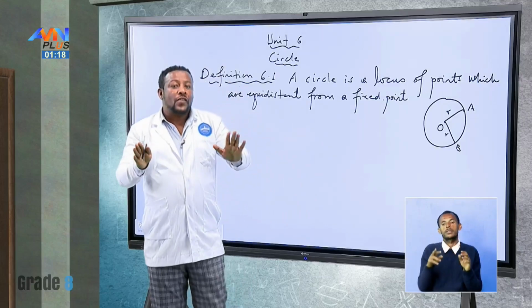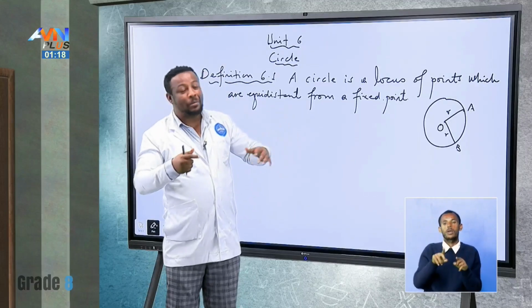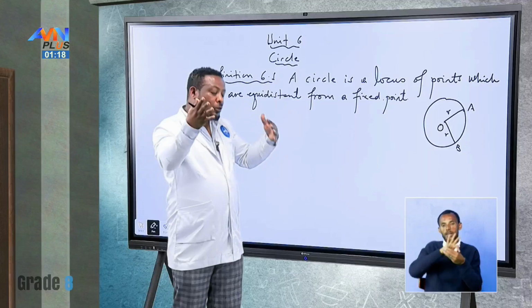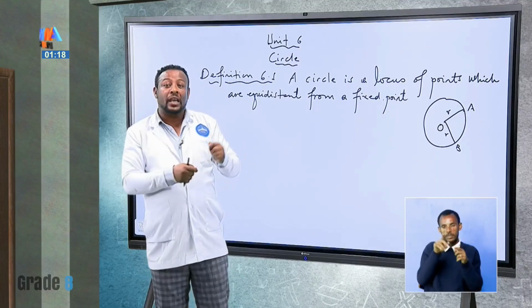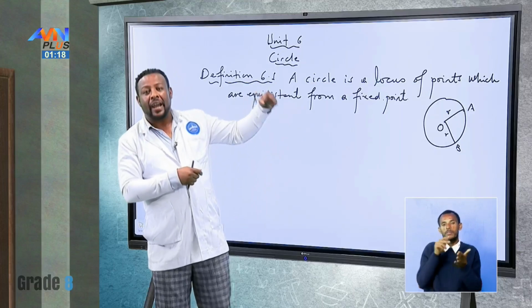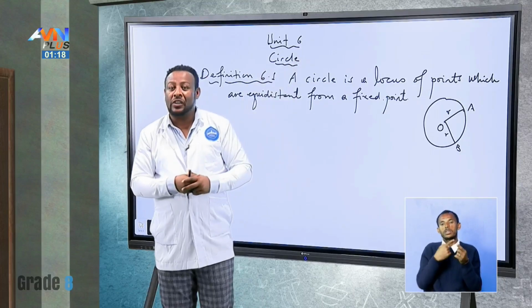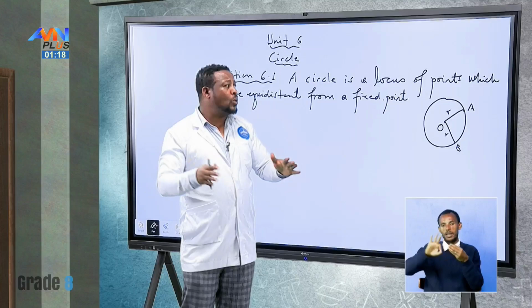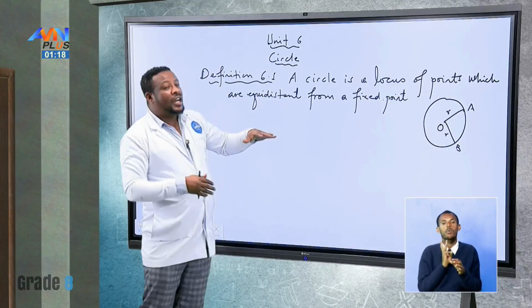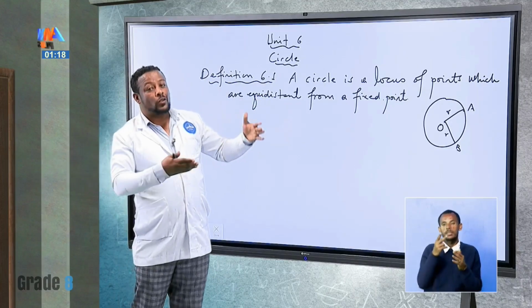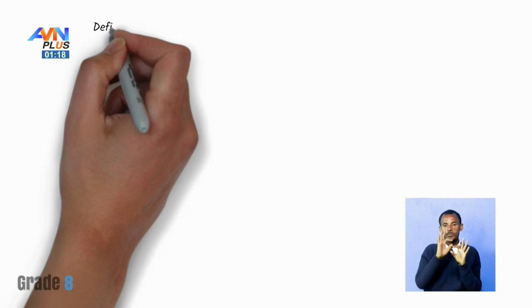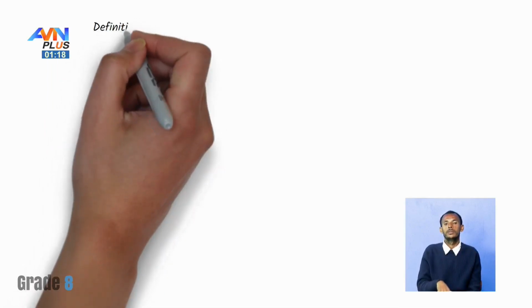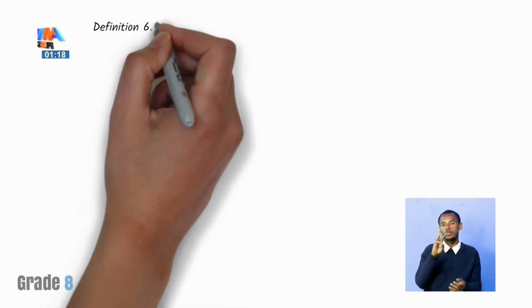So don't forget, whenever we discuss a circle, you need to keep in mind that there is a center, which is called the fixed point, and the distance between the fixed point, or the center, and a point on the circle is the radius. So if we say this much, let's see some other terminologies associated with circle. Definition 6.2. In definition 6.2, we will see 4 terminologies.